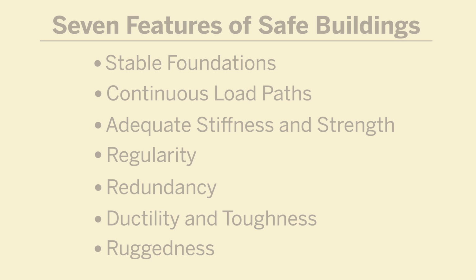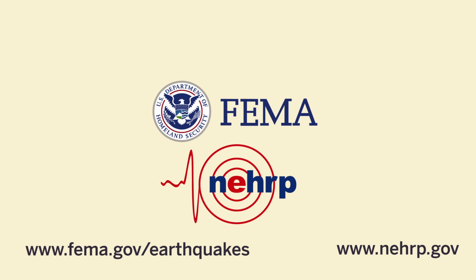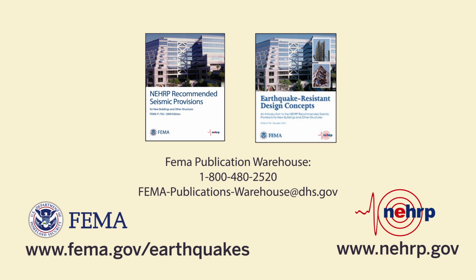A basic explanation of seismic design can be found in the Earthquake-Resistant Design Concepts, FEMA P749. For more information, please visit fema.gov/earthquake or nehrp.gov. The latest version of FEMA P749 and FEMA P750 can be obtained through the FEMA Publications Library online or ordered by phone and email through the FEMA Publications Warehouse.